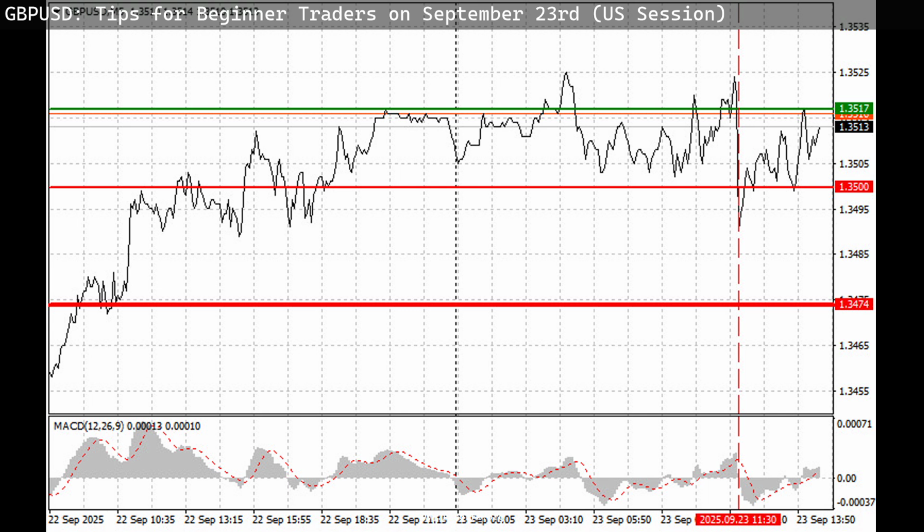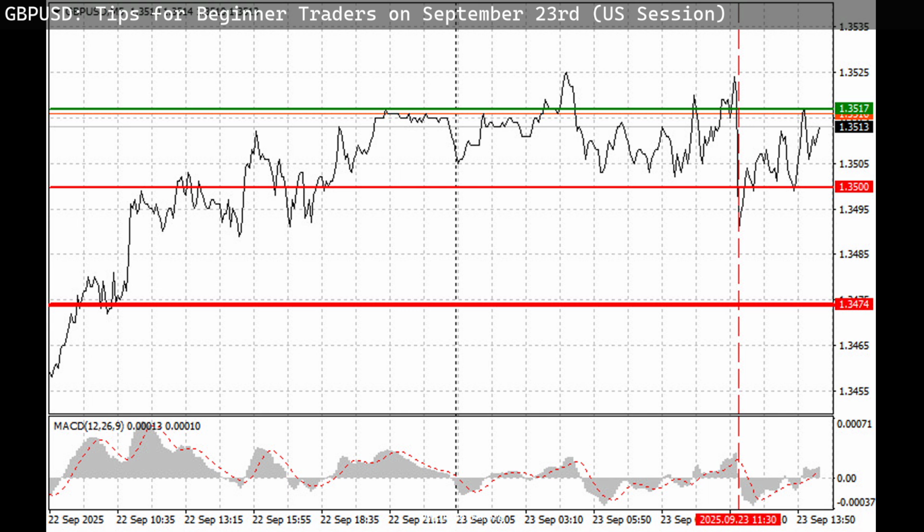Scenario 2. I also plan to sell the pound in case of 2 consecutive tests of 1.3526 at a time when MACD is in overbought territory. This will cap the pair's upward potential and trigger a downward reversal. A decline toward 1.3497 and 1.3463 can then be expected.